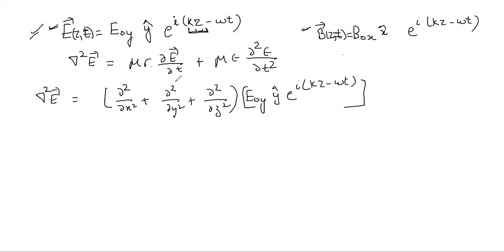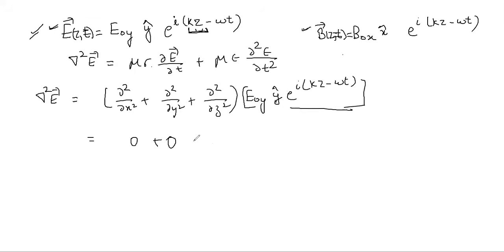Now if you take this term inside, if you differentiate with respect to x, there is nothing as a function of x here, so with respect to x it would be 0. Similarly, with respect to y, remember y here represents a unit vector, and E0y is the magnitude of the electric field along the y-axis, so you cannot differentiate them with respect to y. And this exponential term does not have any y component either, so this will also be equal to 0.